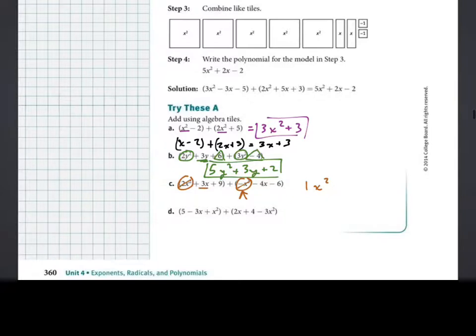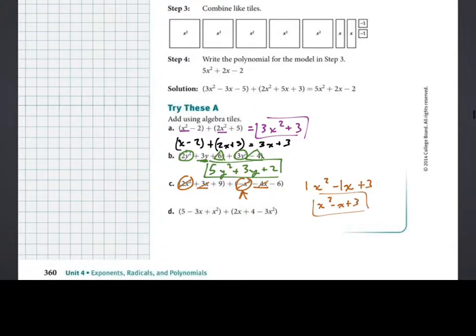Then we have a 3x there and a negative 4x there. How many x's do we have now? Negative 1x. Now you don't have to have that 1 there, but I wrote it anyways. Now if I look at my constants, we have a constant there and a constant there. We add those, that's going to give us 3. So we have plus 3. So you should have x squared minus x plus 3.